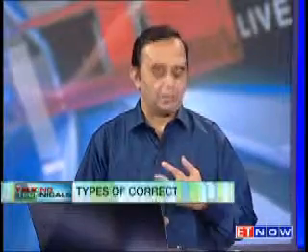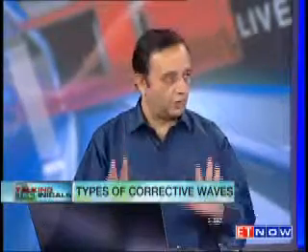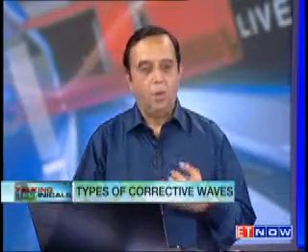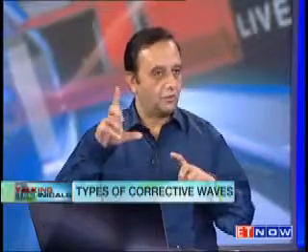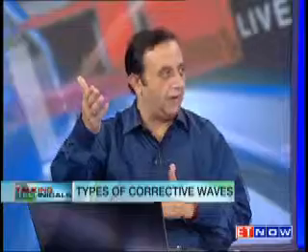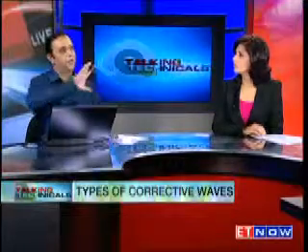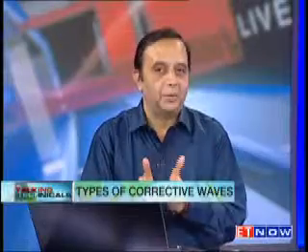So you have three types of them. The flat, where A, B, C lengths are all similar. The zigzag, where A and C lengths are sort of different and C is much higher than A or much lower than B, depending upon what correction it is. And the ABCDE, which will be a triangle, which is a large, messy kind of sideways move. So these are, I hate to say this, but these are known as the simple corrections.